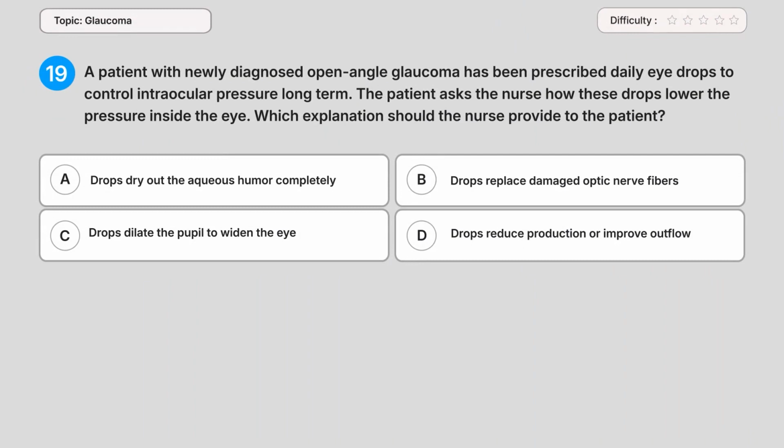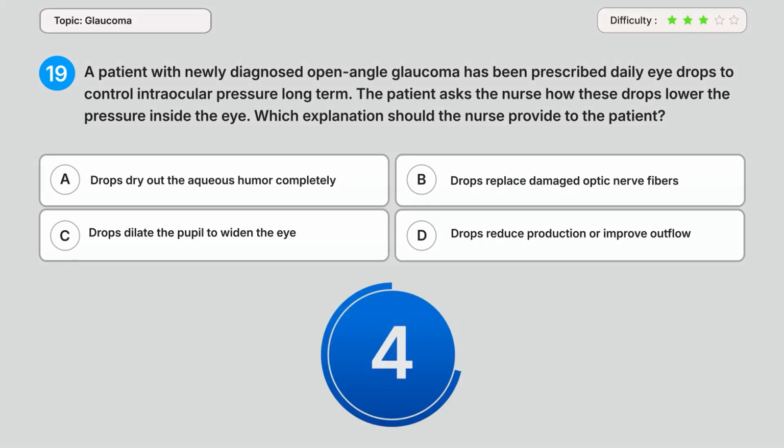Question 19. A patient with newly diagnosed open-angle glaucoma has been prescribed daily eye drops to control intraocular pressure long-term. The patient asks the nurse how these drops lower the pressure inside the eye. Which explanation should the nurse provide to the patient? A. Drops dry out the aqueous humor completely. B. Drops replace damaged optic nerve fibers. C. Drops dilate the pupil to widen the eye. D. Drops reduce production or improve outflow. Can you guess the answer?